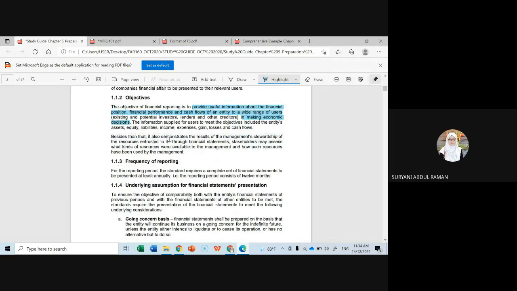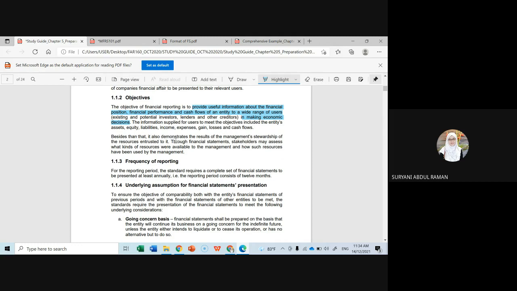Next, it says that information supplied for users to meet the objective includes these accounting components. This is what you have learned in part 1. You learned what the assets, the company's equity, the liabilities, income, expenses, gains, losses, and cash flow are. Cash flow means the cash in, the inflow of cash, and the outflow of cash. The inflow and outflow of cash can also be represented by cheque, so that is why you have a bank account at the same time.